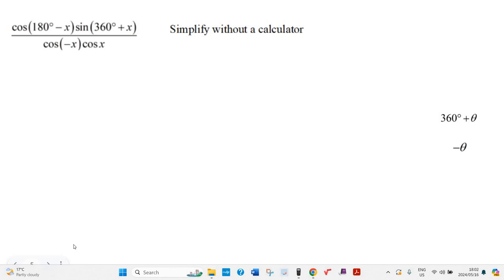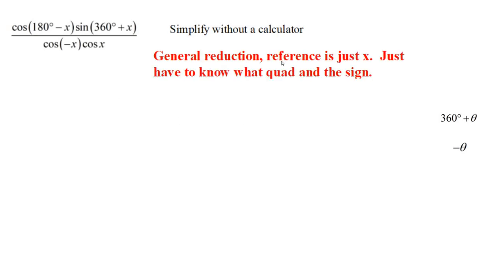Okay, we're going to do some more trigonometry here. When you're looking at this and you're just seeing all these x and x and x and angles and you're supposed to simplify this, you have to know that it's more reduction. And it's even easier in a lot of ways because you don't have to figure out the reference angle. It's just x. So this is going to be cos x, sin x, cos x.